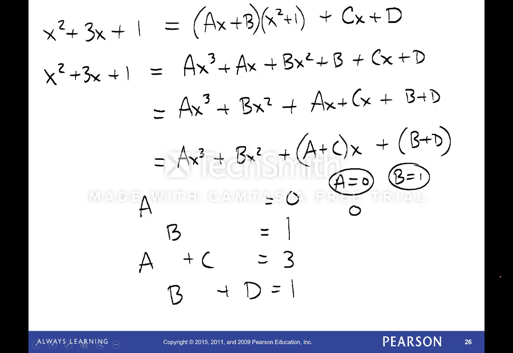The third equation now becomes 0 plus c equals 3. So that tells me that c is equal to 3. And the last equation, the fourth equation, I plug in a 1 for the b value. So that means 1 plus d equals 1. Subtract 1 from both sides and have d equals 0. Ooh, okay. So we've got some zeros here that are set up. Let's go for it. All right, can you write the answer already? Because I already have all my values. I got the a, b, c, and the d.